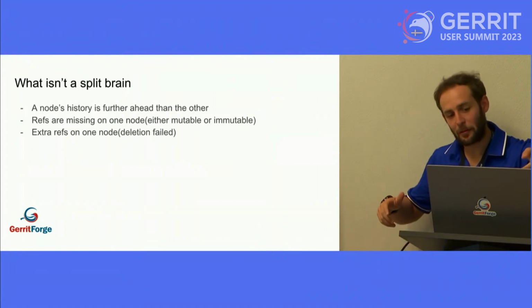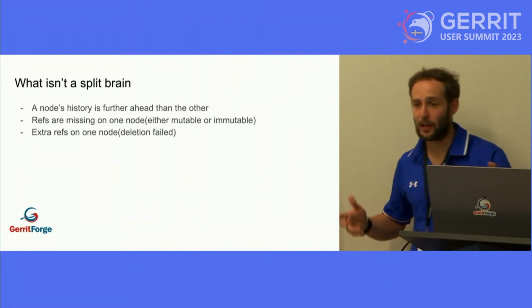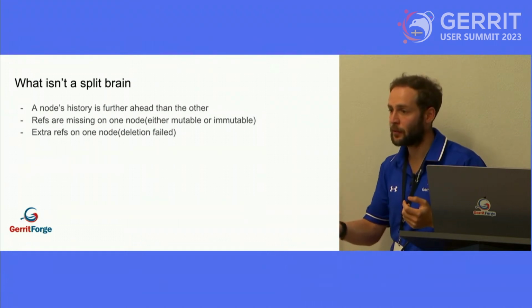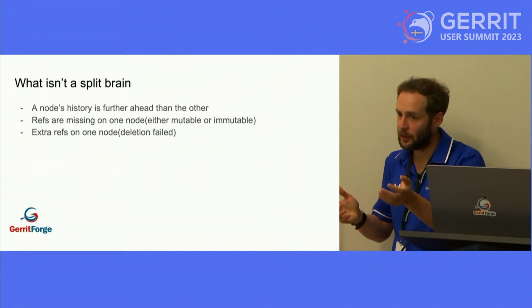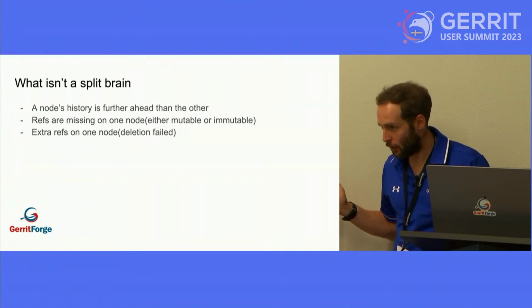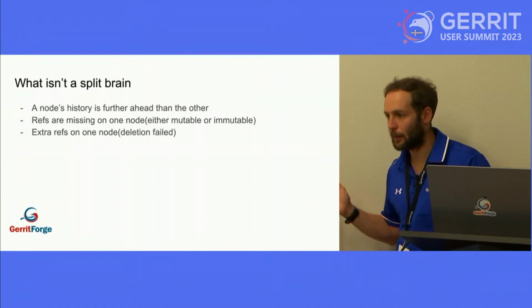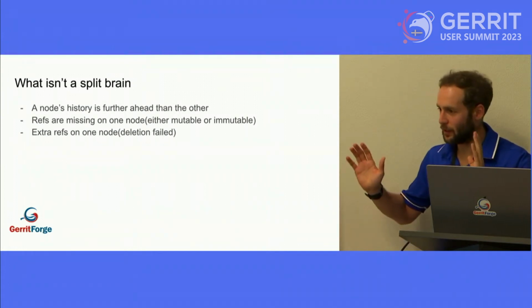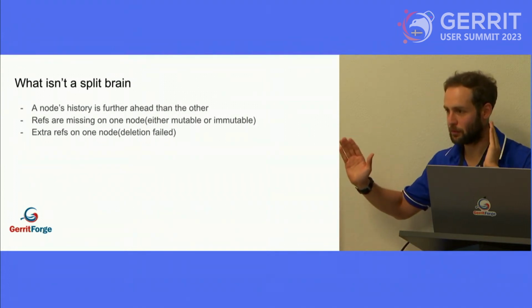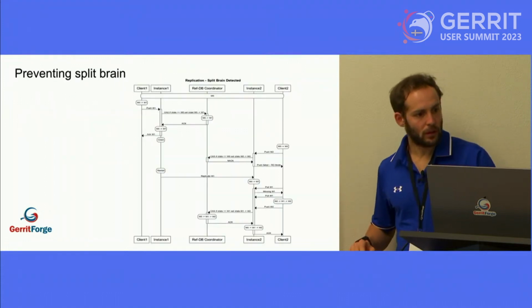And again, this might be the inverse of the other, but it does happen that, for example, you go and delete a tag, and that tag deletion doesn't get propagated. You're not in a split brain scenario. You just have to delete the tag on the other nodes, but nothing really happens, all right? So it's really important to understand what a split brain is and isn't.